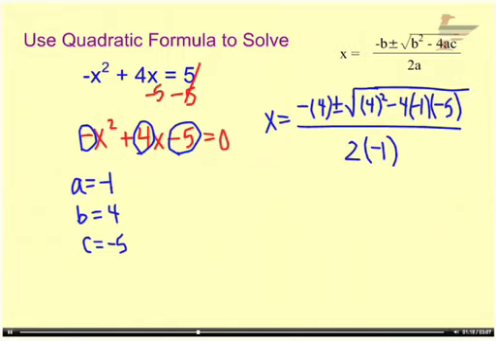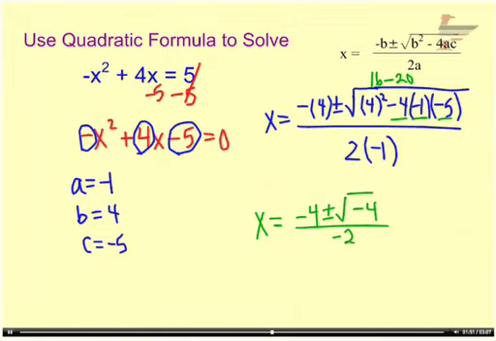So doing some simplifying, this 4 squared under our radical is equal to 16. And here we have a negative 4 times negative 1, which is 4, times negative 5, which is a negative 20. So we have 16 minus 20, so I'm just rewriting this, negative 4 plus or minus the square root of 16 minus 20, which is negative 4, all over negative 2.